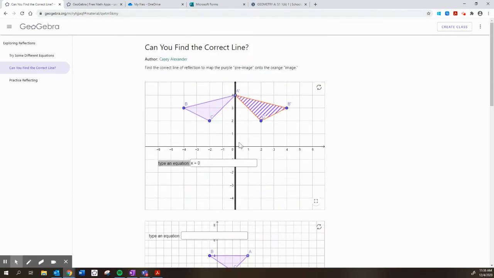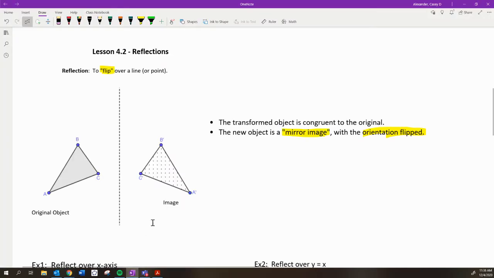After we did that for a little while, we switched over to note-taking, and we took some notes on reflections. A reflection is really quite simple. It just means to flip over a line. What's missing from this diagram, and you should copy this into your notebook, is a label for this line. This line right here has a special name, and it's pretty simple. It's called the line of reflection. It's the line over which we take our original object and create an image by flipping it over that line.